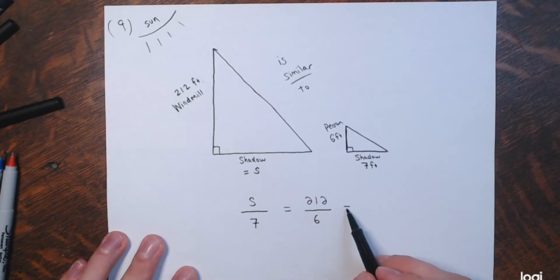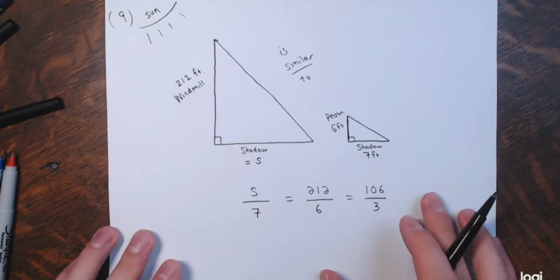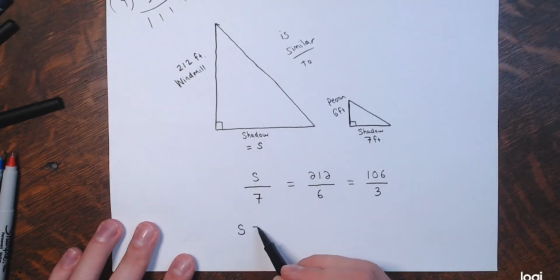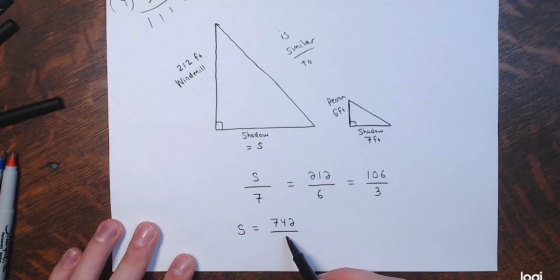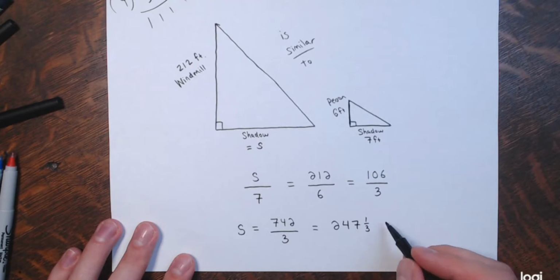And this would reduce to 106 over 3 if you wanted. And then I would just simply multiply by 7. So S would be equal to 742 in the numerator, divided by 3 in the denominator, which if you want, 6 and 7 is 13. So 3 goes into 7 twice, with 1 left over, then 14. 3 goes into 14 4 times, with 2 left over. And 3 goes into 22 7 times, with 1 left over. So this is 247 and 1/3 feet.